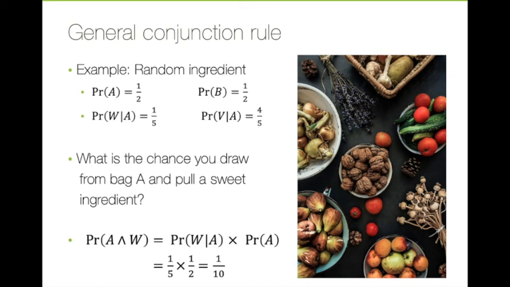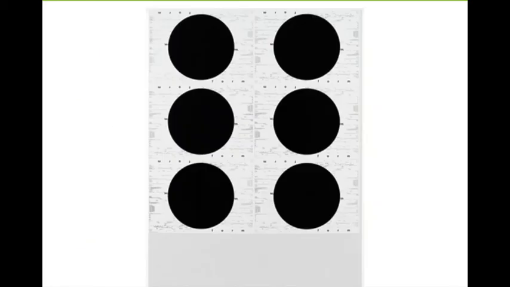1/5 is the probability of the ingredient being sweet, given that we're drawing from bag A, and 1/2 was the probability of drawing from bag A. And it turns out that the probability of both of these statements, A and W, being true together is pretty low. It's just 0.1. That should make sense, given that there aren't many sweet ingredients papers to pull from in bag A. The general conjunction rule is the last of our rules for determining the probability of complex sentences.